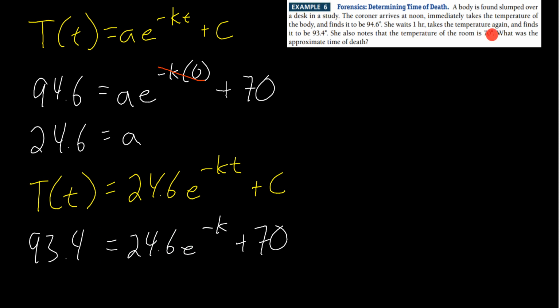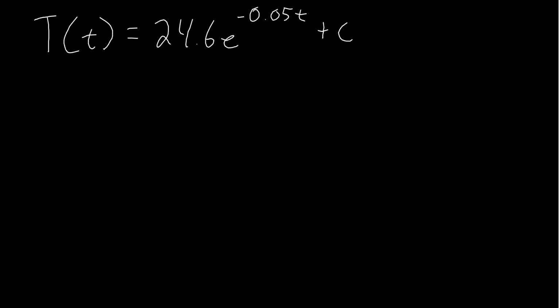She waits 1 hour, takes the temperature again, that's what we did. She also knows the temperature. So what was the approximate time of death? We need to figure out the approximate time of death, and in order to do that, we have to figure out t, time, how much time has elapsed. The normal temperature of a body is 98.6 degrees. So that is what we're going to be using for our temperature of a body here.